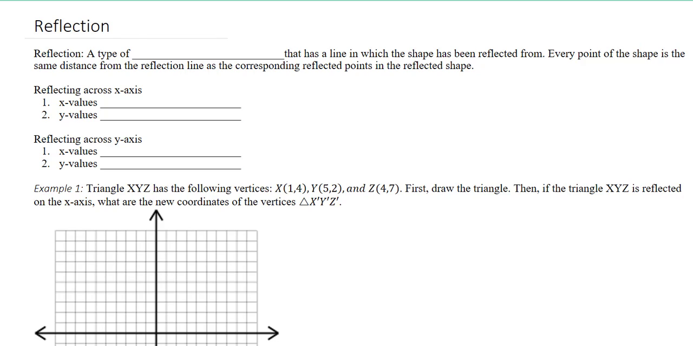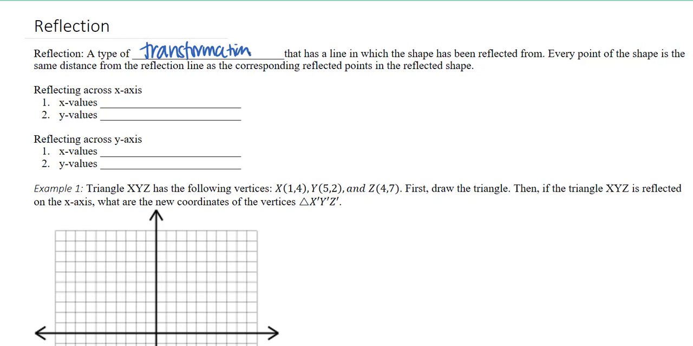Reflection. So reflection is a type of transformation that has a line in which the shape has been reflected from. So every point of the shape is the same distance from the reflected line as the corresponding reflected points in the reflected shape. We'll get into this a little bit better, but here's a cheat sheet.